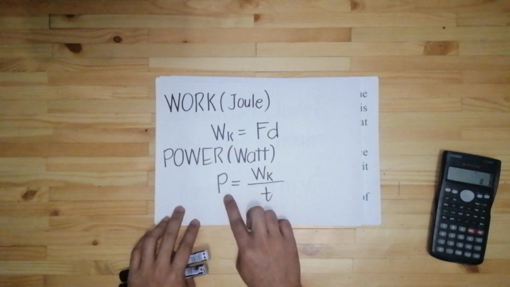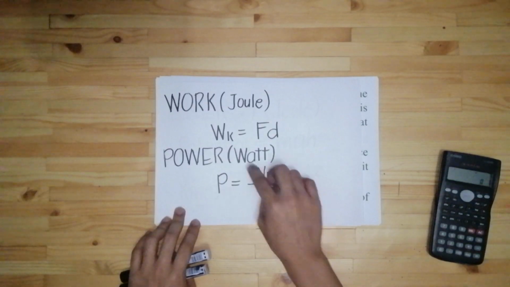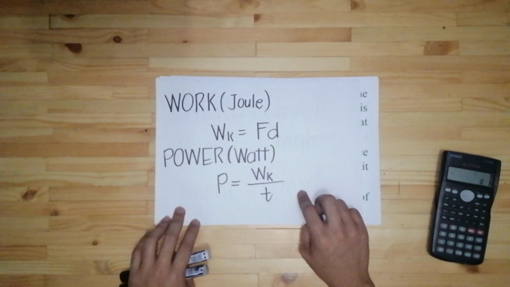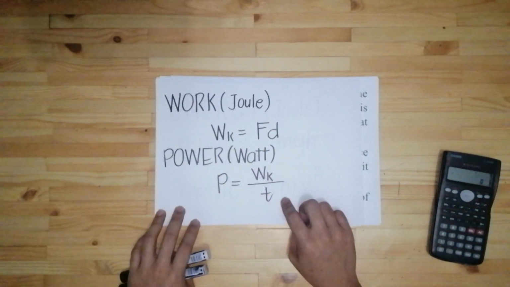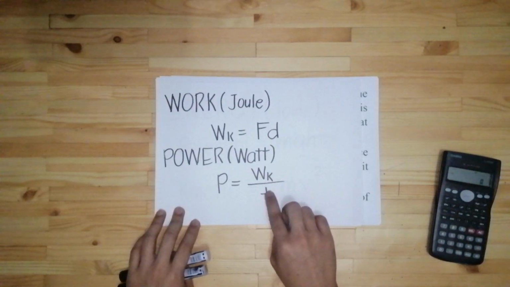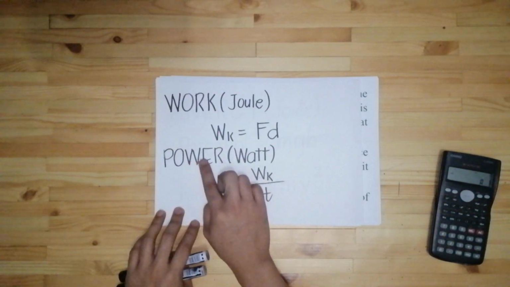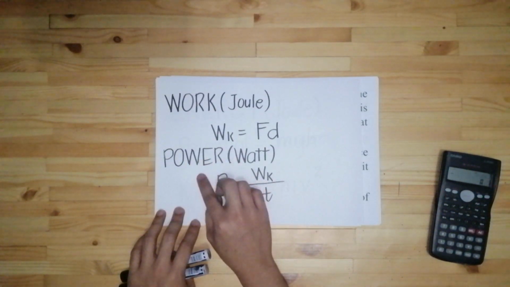Yung power ay may formula na work over time. Okay, when we say work, it is the product of the force and the distance. When we say power, it is the rate of work. Kaya meron siyang time. So pag meron ng time, automatically involved na yung power. Okay, malalaman natin kung ano yung value ng power.